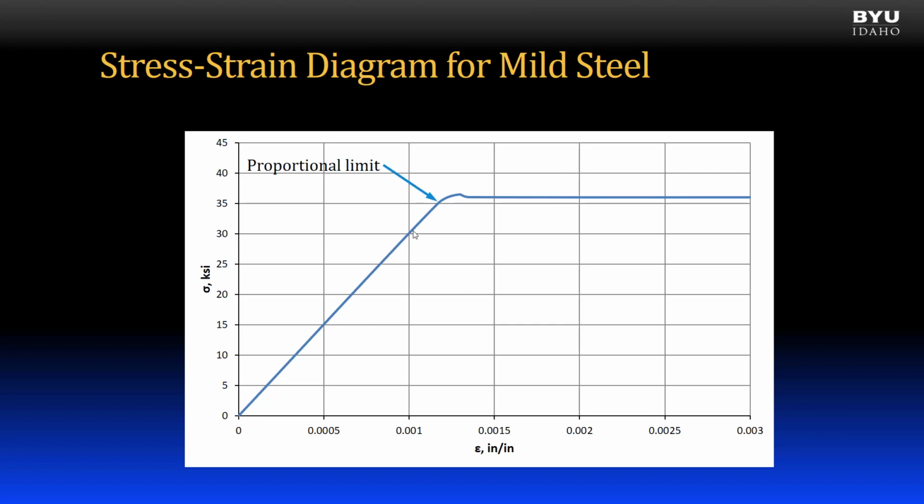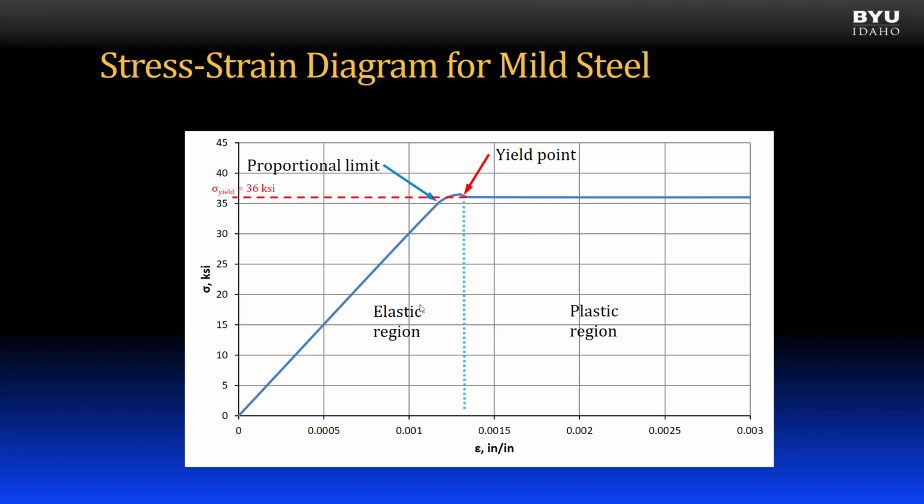At the top of that linear portion, we reach what we call the proportional limit. This is the point where the material no longer behaves linearly. Just after the proportional limit, we reach the yield point. Here, the yield point is approximately 36 KSI. The yield point is a very important point to us in engineering. It separates the two behavior regions, elastic and plastic.